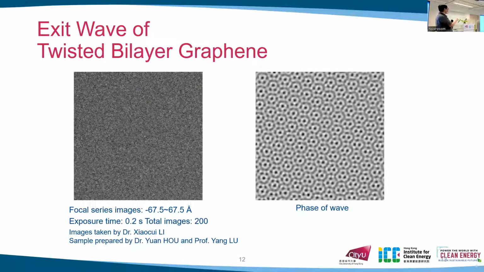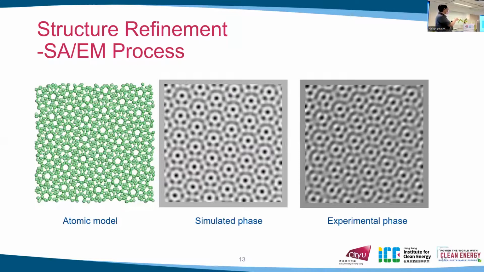As we showed before, you cannot see anything in one single image. But after we reconstruct the wave, then you can clearly see the moiré pattern of bilayer graphene. After we obtain this reconstructed wave, we will refine the structure. The initial structure I created is from pristine graphene, and the twist angle is determined by the diffraction patterns.